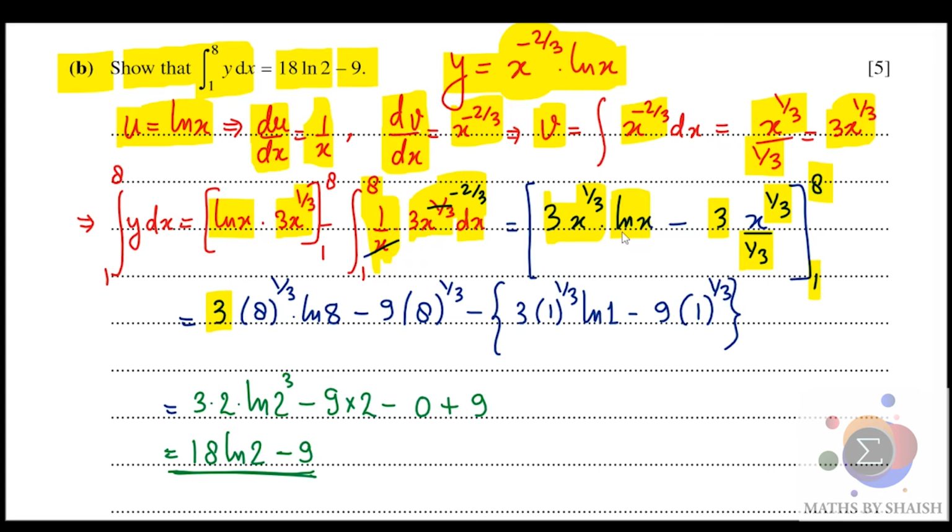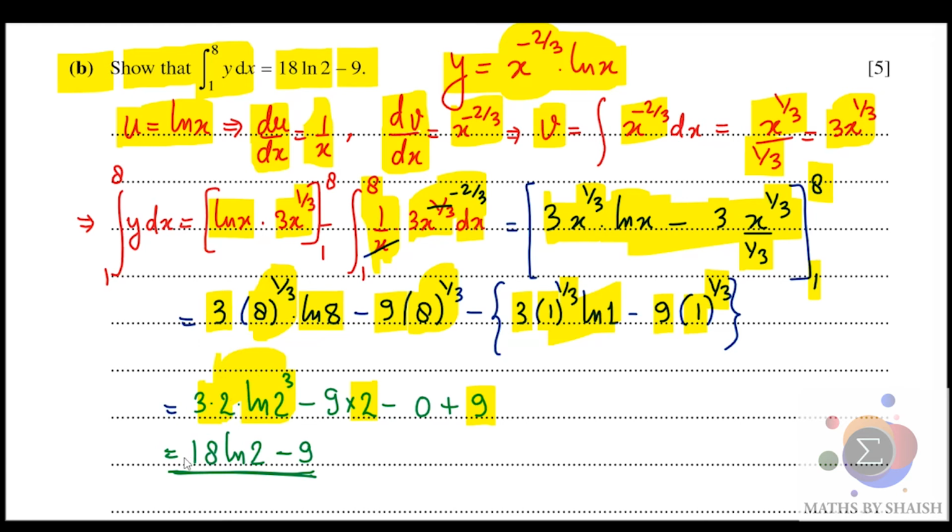3 into upper limit 8 to the power 1 by 3 ln 8 minus 9 times upper limit to the power 1 by 3. We substitute everything here. Minus the lower limit is 1: 3 times 1 to the power 1 by 3 ln 1, minus 9 times 1 to the power 1 by 3. So we can see 8 to the power 1 by 3 is 2, ln 8 is ln 2 cubed, 9 into again 8 to the power 1 by 3 is 2, and this is 0 because ln 1 is 0, and 9 into 1 is 9. So we can see 3 2s are 6, and into 3 will give us 18.